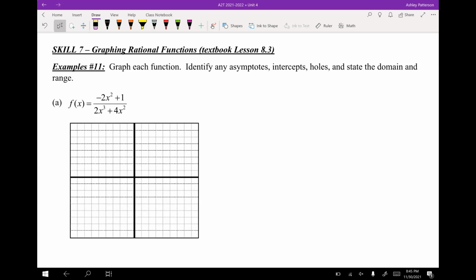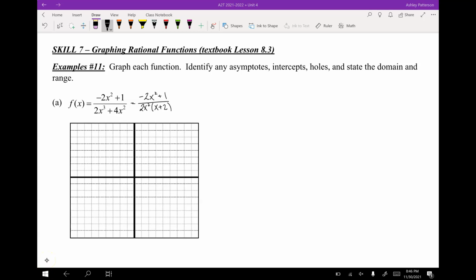So looking at example 11a, the numerator doesn't have a GCF that's going to be helpful. It doesn't have a factoring pattern that's going to be helpful. So I'm just going to leave it as is, negative 2x squared plus 1. Now in the denominator, I see that both terms have a GCF of 2x squared. So I pull out the 2x squared, leaving me with x plus 2.